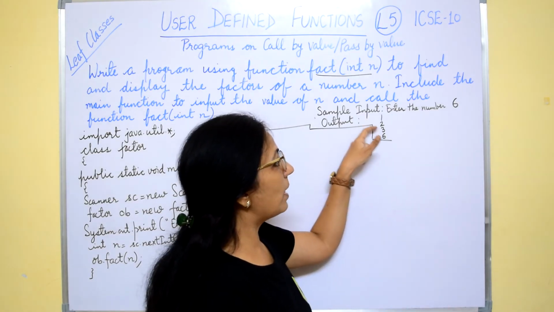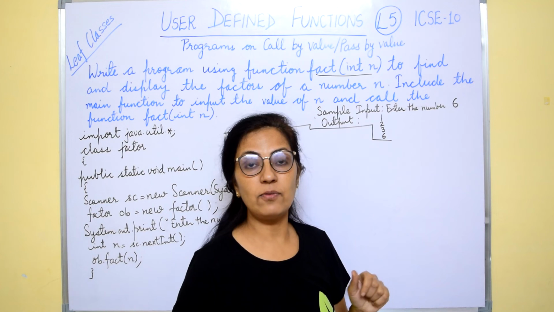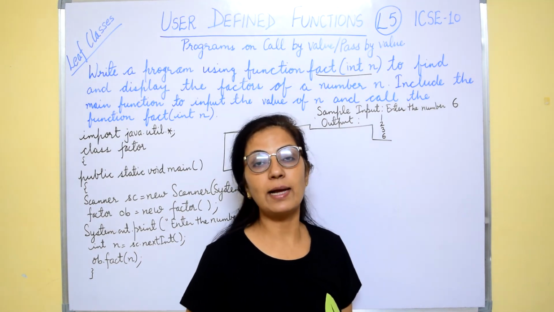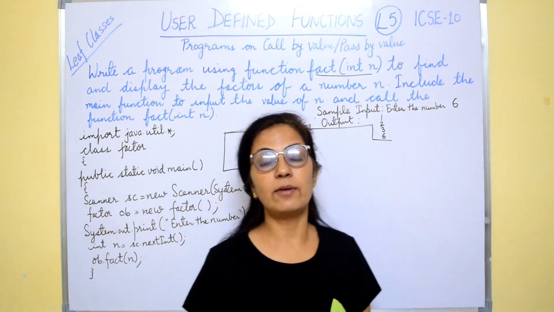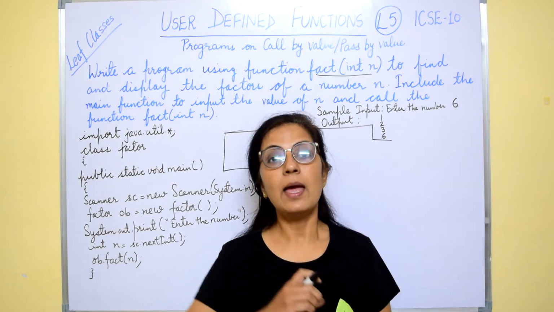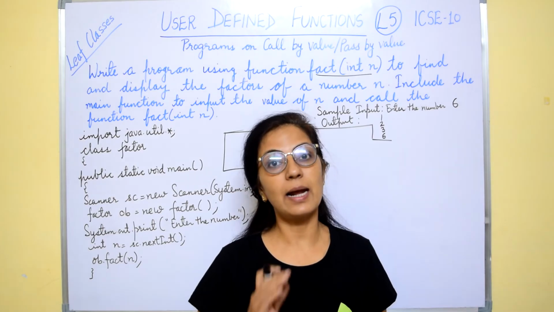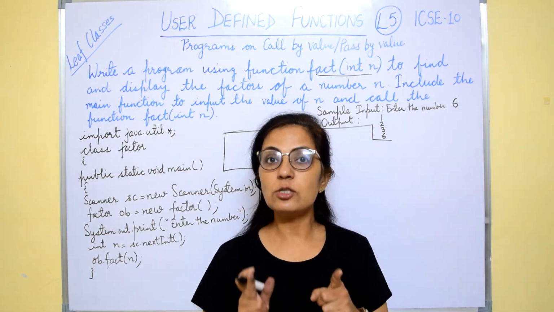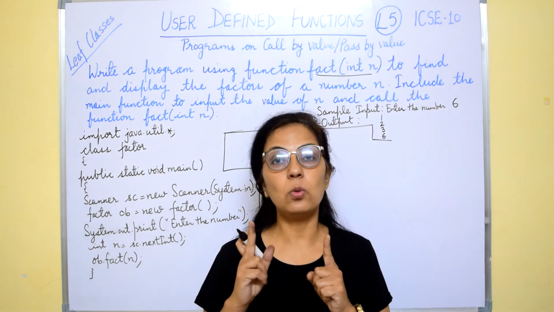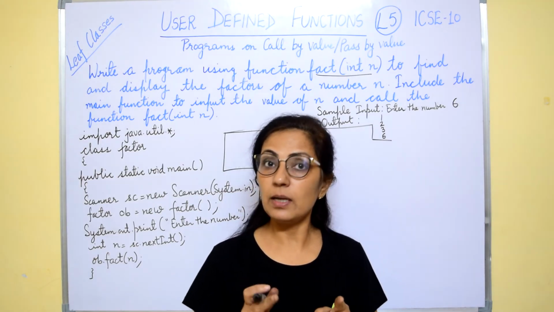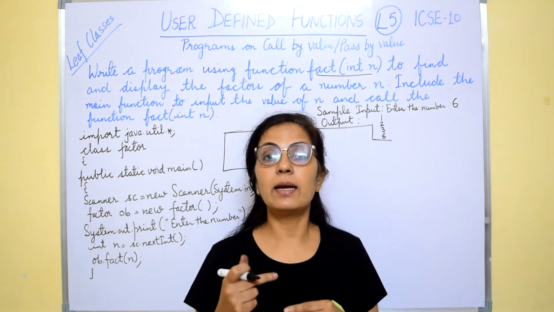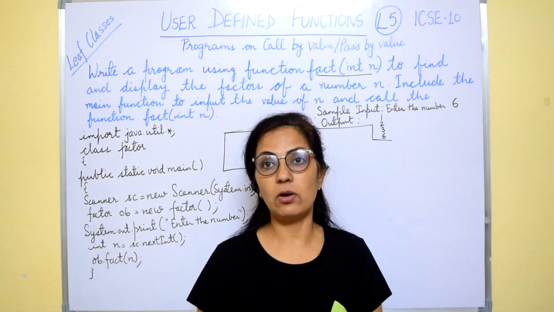So the output is 1, 2, 3 and 6. These are the factors. Now for finding factors, all of you know that the factors start from 1 and the maximum possible value of the factor is that number itself. So the range of the factor is from 1 to that number.